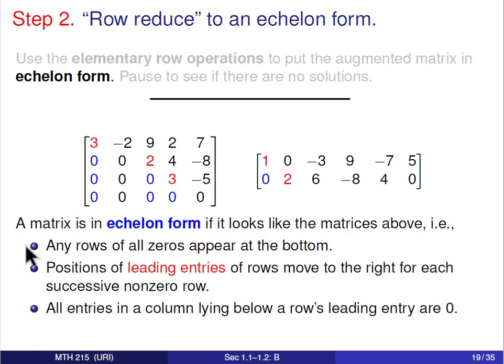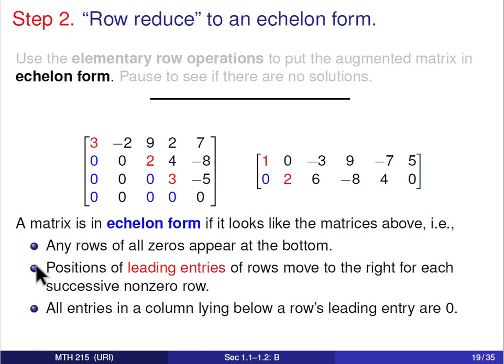If your matrix happens to have a row of zeros, that row has to appear at the bottom of the matrix. So this matrix, for instance, does have a row of all zeros, and it does appear as the very last row in the matrix. This matrix doesn't have a row of zeros, and that's okay. It's just that if it did, we would need it to appear at the very bottom of the matrix.